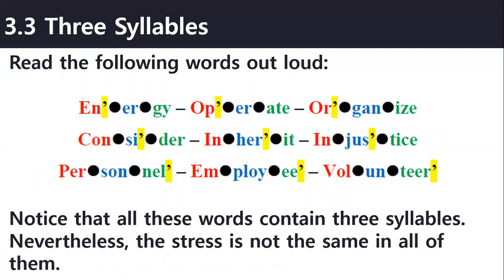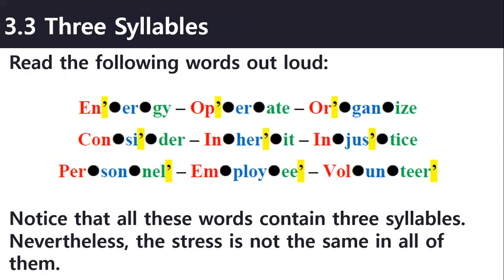Second row, consider, inherit, injustice. Third row, personnel, employee, volunteer. Notice that all these words contain three syllables. Nevertheless, the stress is not the same in all of them.